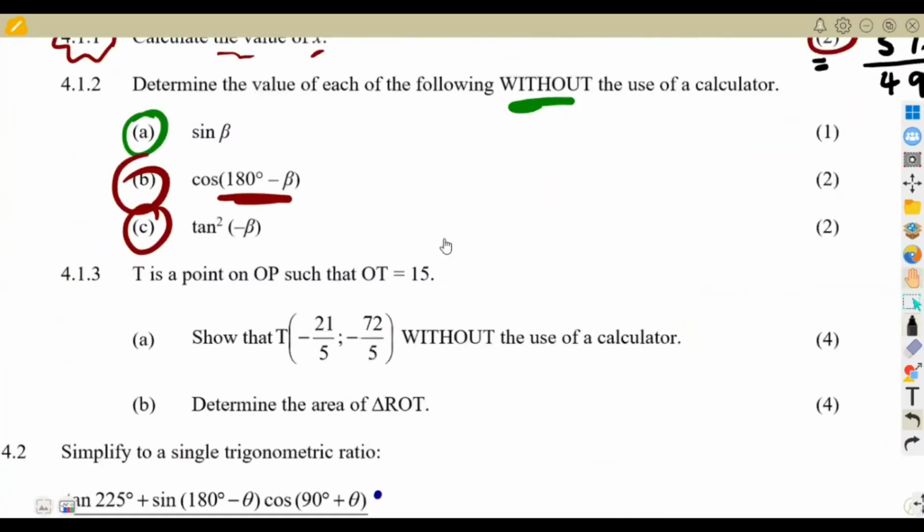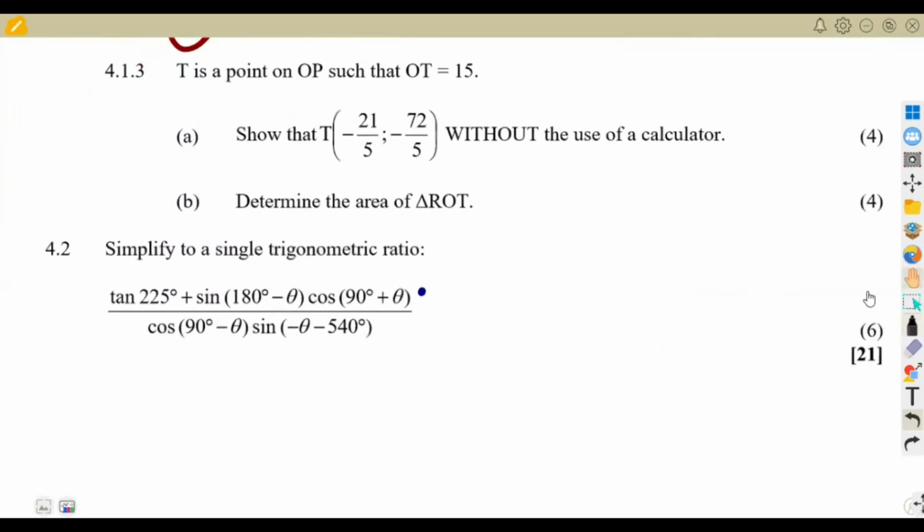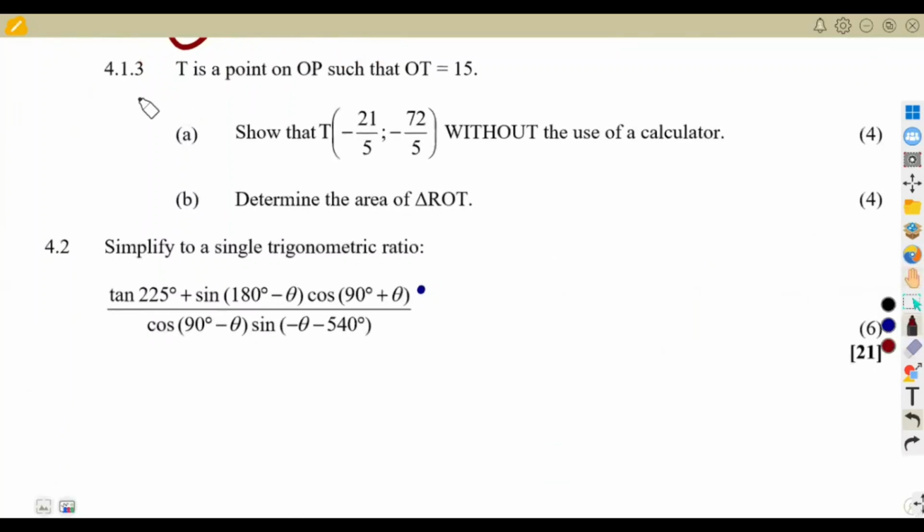All right. Then 4.13, they are now saying here, let's understand this question, guys. T is a point on OP. Take note there.